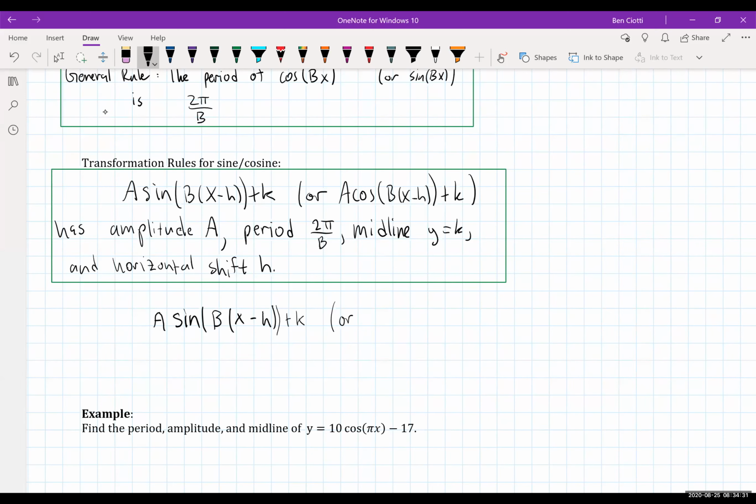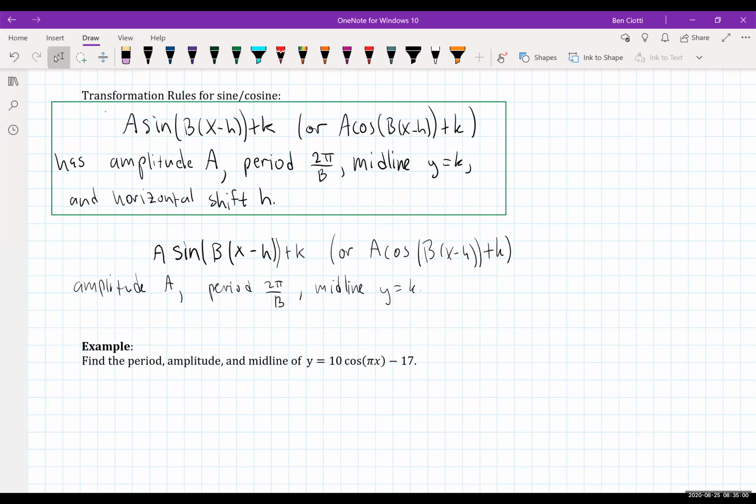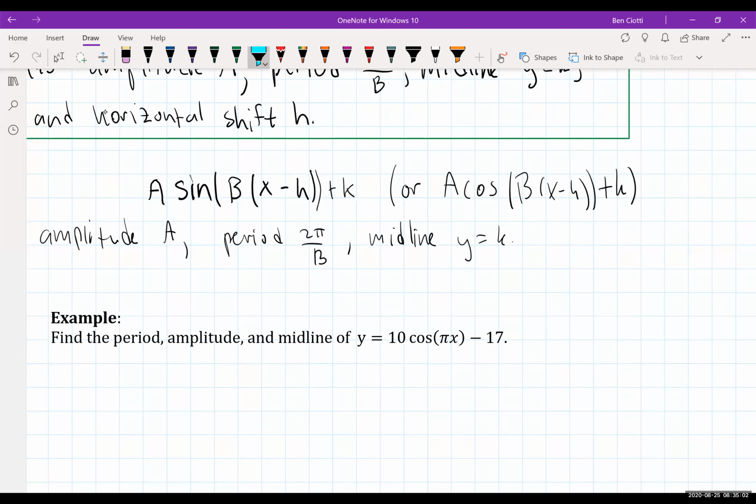Here, I'm just rewriting the same thing I just wrote above. Similarly, the same rules apply for cosine. A times cos of b times x minus h plus k has amplitude a, period 2 pi over b, midline y equals k.